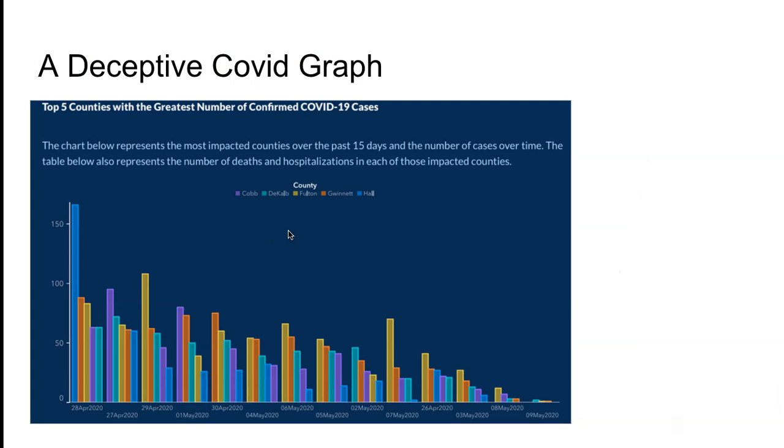I think I just have one or two more graphs. Here's a deceptive COVID graph again. This was back in May. This is counties in Georgia. I believe it was Georgia. Counties with the greatest number of COVID cases. If you just glance at this graph, you would say like, oh, hey, we're on a downward trend. The number of COVID cases is decreasing over time. And that would be great.